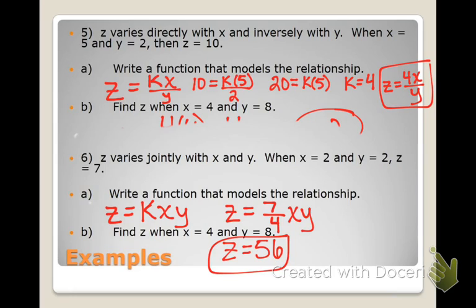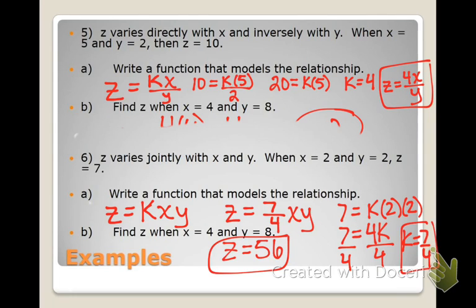You want to go through it? Okay. For the first part, we had z was equal to 7. So I plugged in 7 equals k times x was 2 and y was 2. So 7 equals 4k, or k times 4. And we divided by 4. So that's how we got k equals 7/4. Then when we plug in our x and y to find z on part B, the 4's end up cross-canceling. 4 times 7/4, the 4's would cross-cancel. 7 times 8, we got 56.